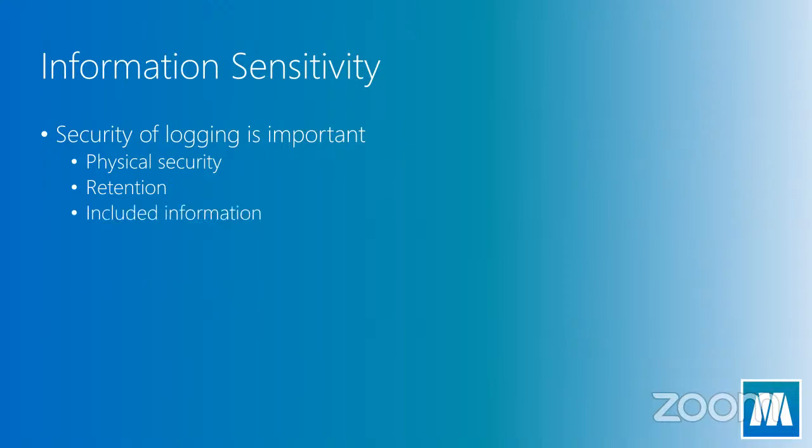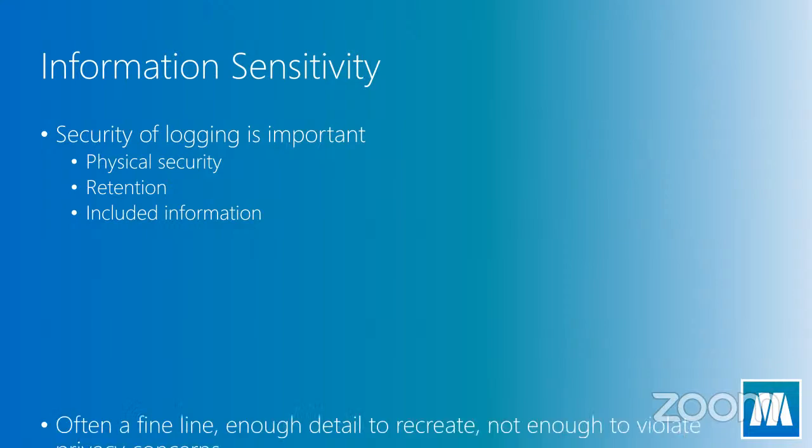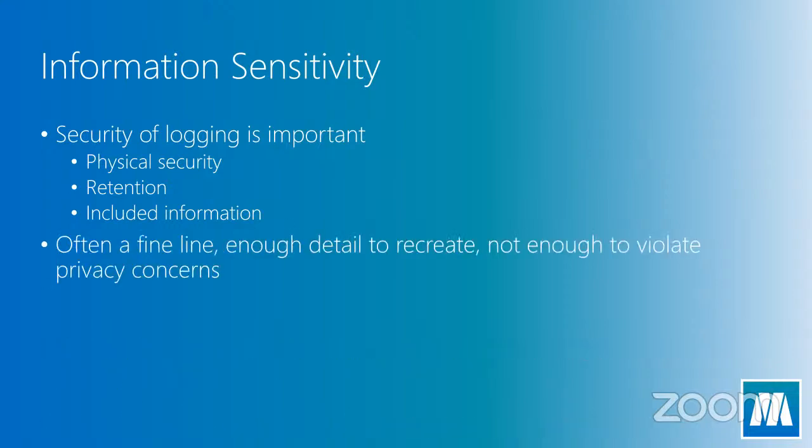We then also need to look at the information we include. Rather than logging the name of the user and putting that PII all over the place, why don't we log a unique identifier or something so we can go back and find the information and assemble it later? Don't ever log a credit card number, that kind of thing. And all of this, physical security, retention, included information, it's a fine line. Every single organization is going to be different.